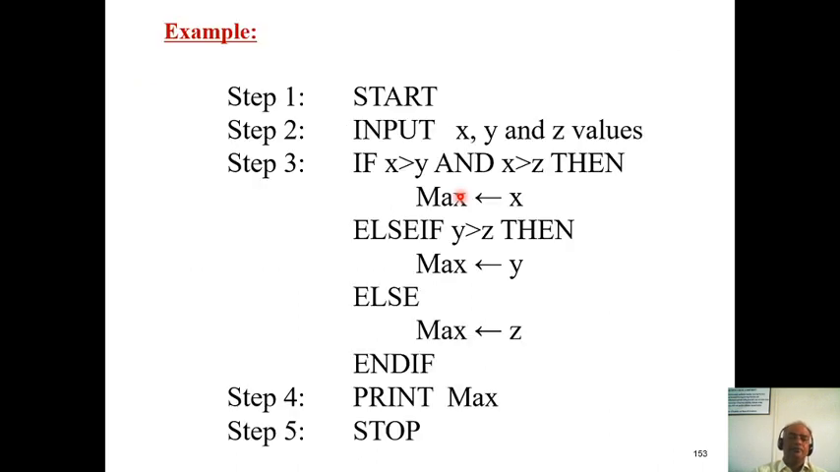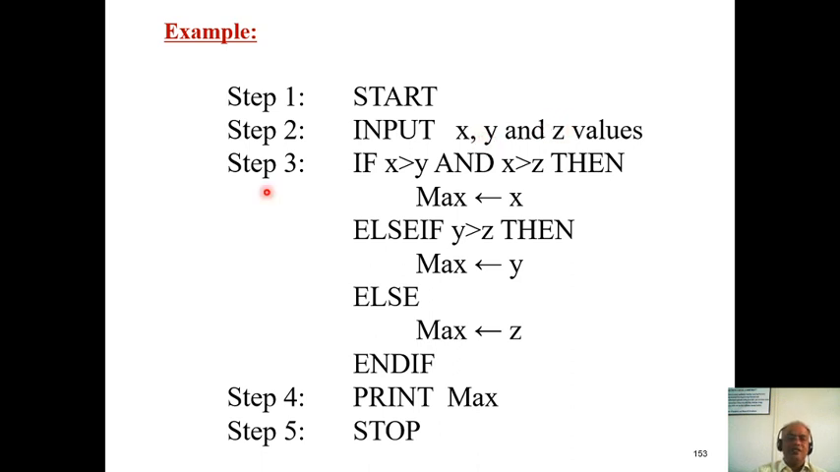So how can it be done? For example, let us take this small example, the biggest of three numbers algorithm. As usual, step 1 is start, input. Here we have three variables x, y, z as three values. So what is this step? This step is known as the investigation step. In investigation, first you need to identify the input variables. Here we identified the input variables as x, y, and z.